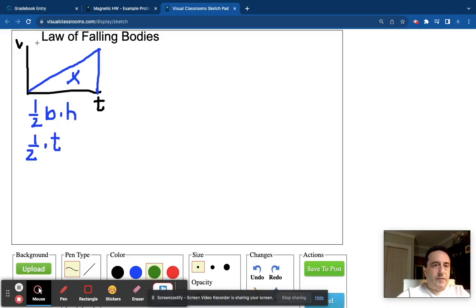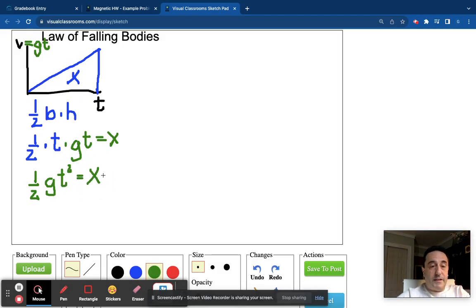And hey, the velocity as something is falling from our 5 sacred equations is equal to gt. And so what I've got here is 1/2 times t times gt is equal to how far I fall, x. Or basically what I wind up with is that 1/2 g t squared is equal to x. So this is the law of falling bodies.